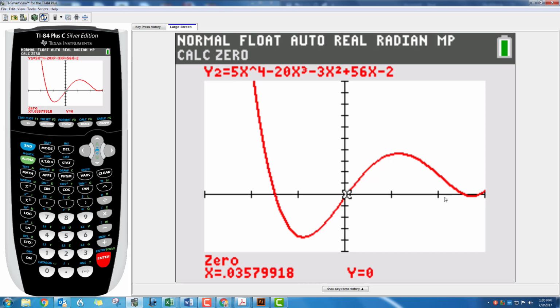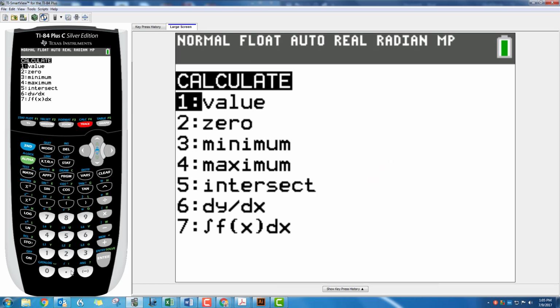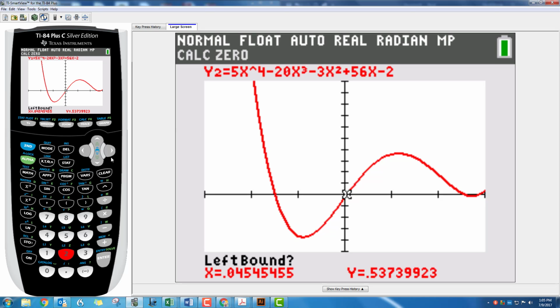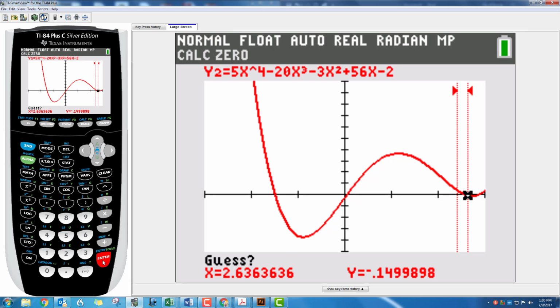Then we have to do this 2 more times for this zero and this zero. So second calc, second option for zero. To the left of that, that's good, and then to the right. Guess, and that would be 2.62.